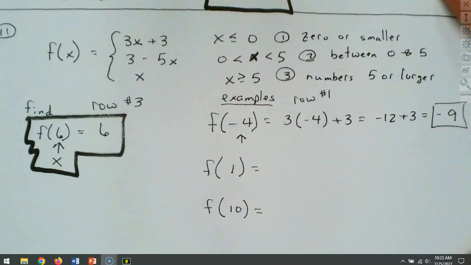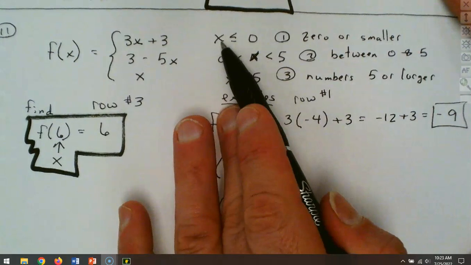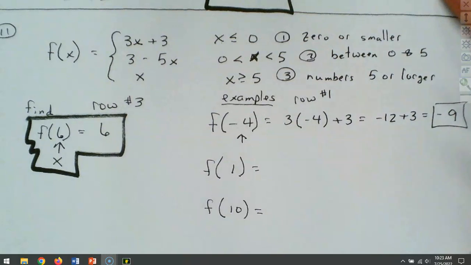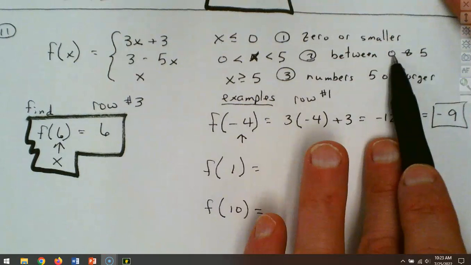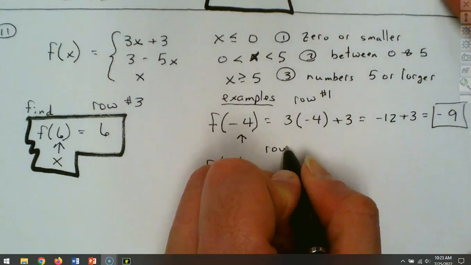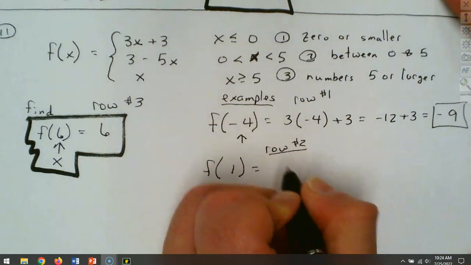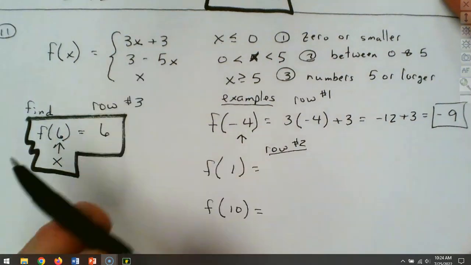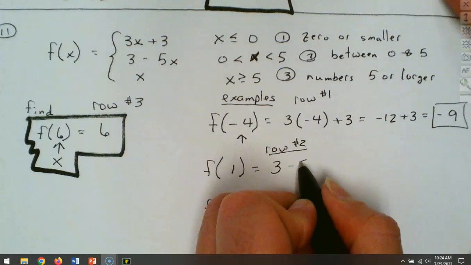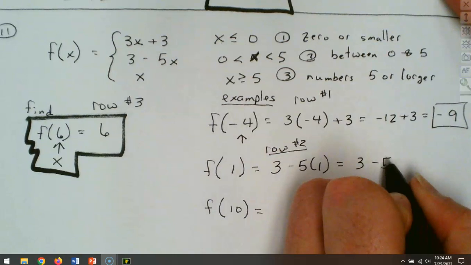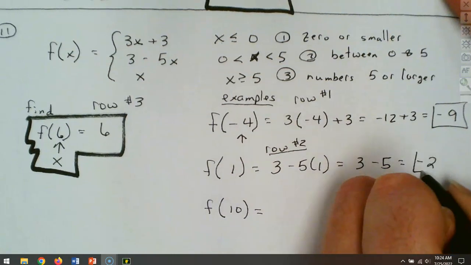And why are we plugging it into the first row? Because this is the condition here. Negative 4, well, negative 4 is smaller than 0. So that's why it's going in the first one. What about 1? Okay, is 1 between 0 and 5? Yes, it is. 1 is in between 0 and 5. So that's going to be row number 2. And what do we plug it in? Plug it in here. And that's going to be 3 minus 5 times 1, which is then 3 minus 5, which is then minus 2.